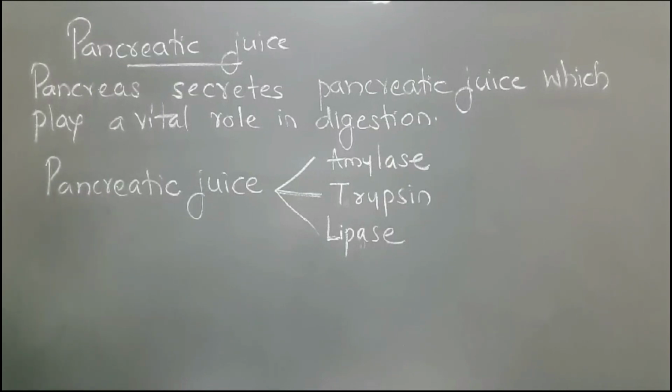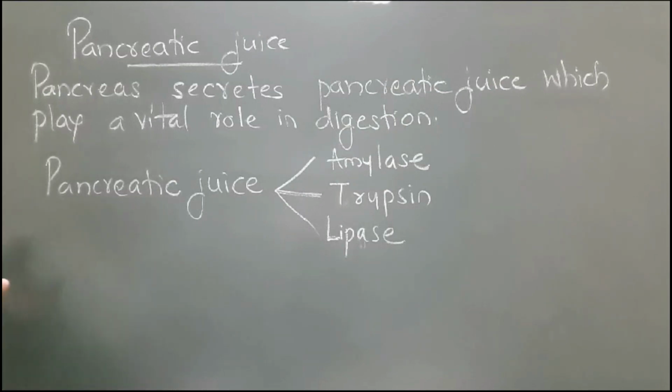Now let's see about pancreatic juice. The pancreas secretes pancreatic juice which plays a very important role in digestion. Pancreatic juice contains 3 enzymes. Number 1, amylase, 2, trypsin, 3, lipase.